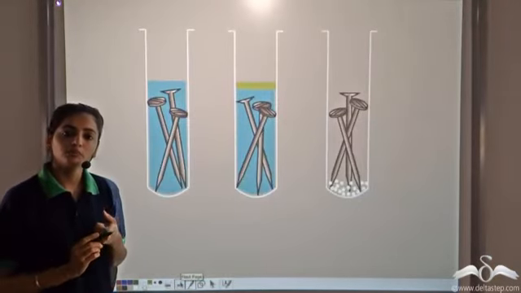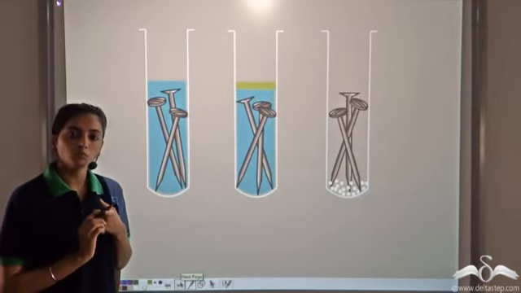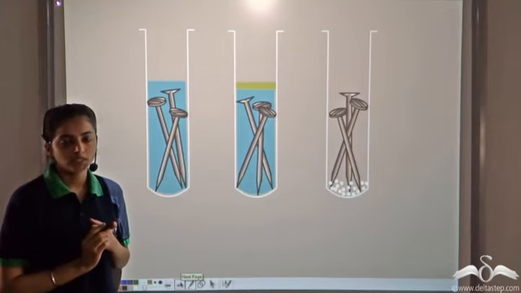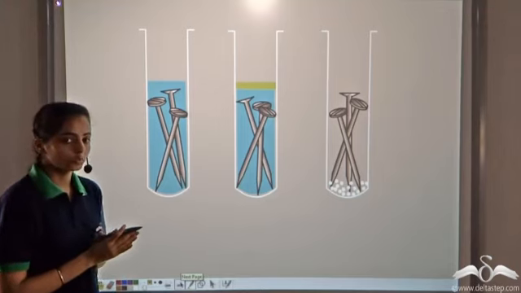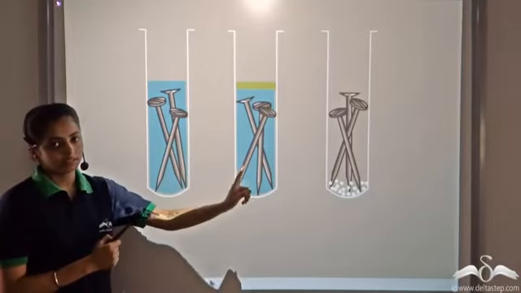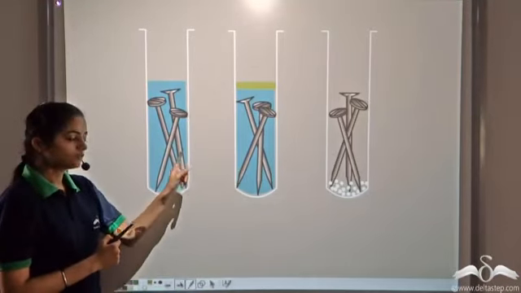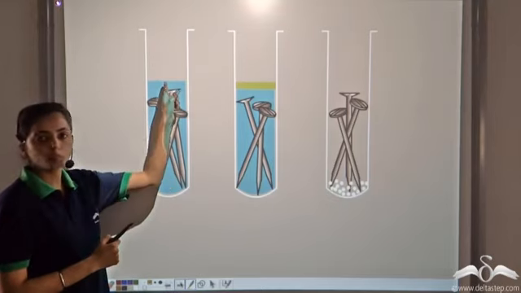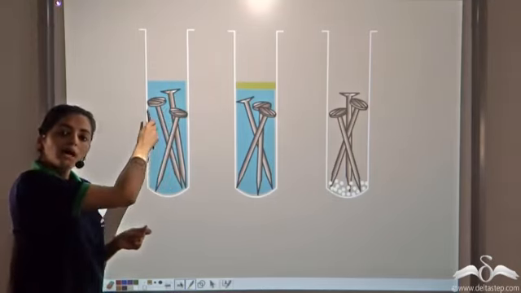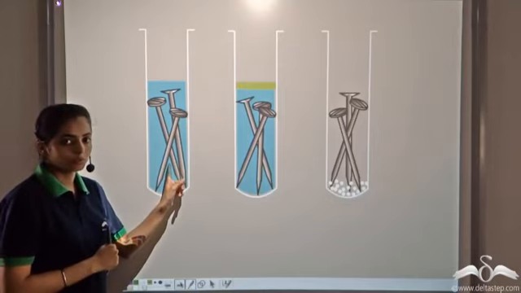So, we have said that both oxygen and moisture are important for rusting or corrosion to take place. Let's see if it is true. So, we take 3 test tubes and some iron nails. In the first test tube, we put some water and it is open at the top. That is, there is presence of both water and oxygen in the first test tube.